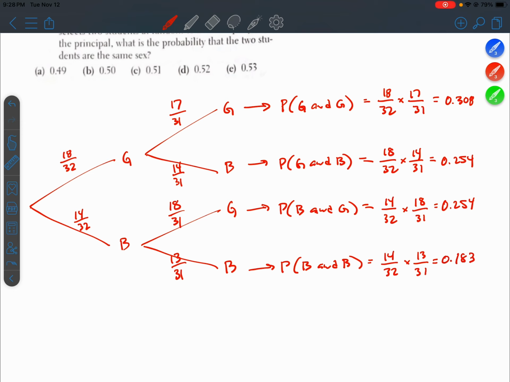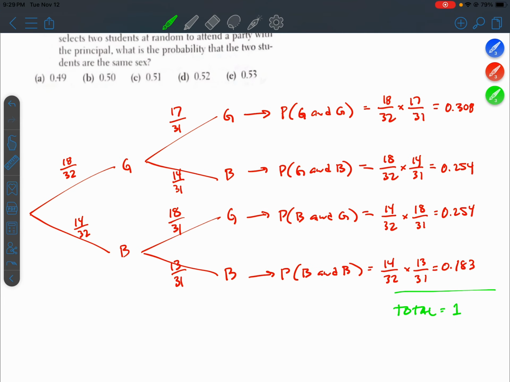0.183. All right, now something worth doing, especially with these tree diagrams, is to add up the probabilities at the end. They should add up to 1, and that's just a way of making sure you didn't make any mistakes. Okay, so 0.308 plus 0.254 plus 0.254 plus 0.183 is 0.999. So, I mean, just some rounding error, but yeah, basically adds up to 1.